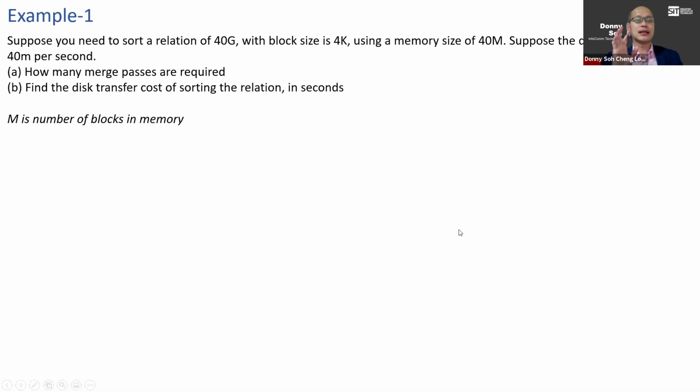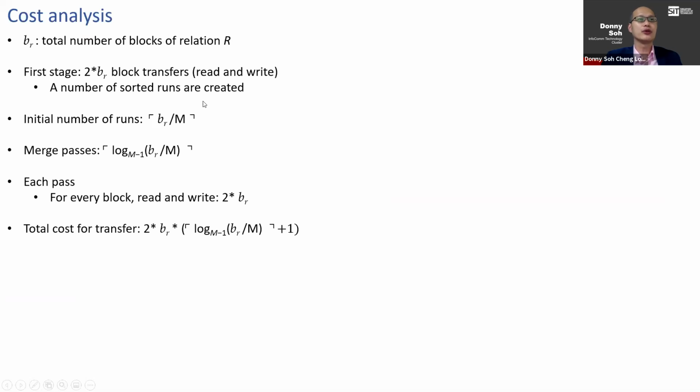So on Tuesday we were here, discussing this. How do we find the number of merge passes that's required? Recall that we went through the cost analysis of the merge sort. This is the cost analysis. At the very first stage, when we are creating the runs, we read and write every block. So we have 2 multiplied by the number of block transfers.